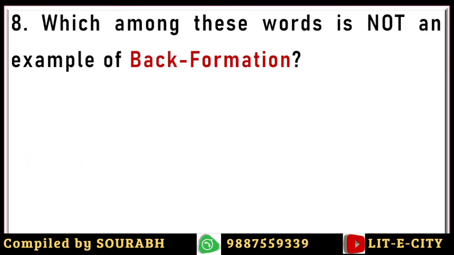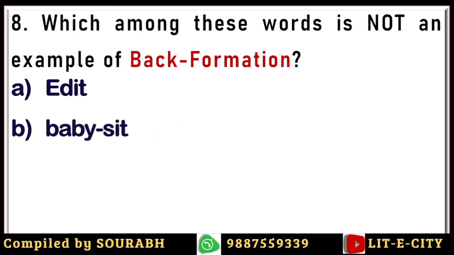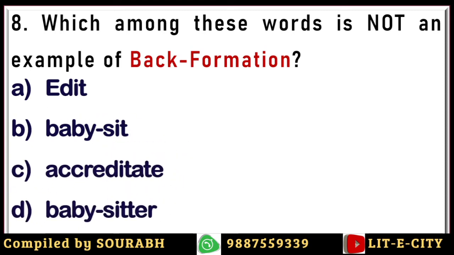Which among these words is not an example of back formation? Now, dear friends, I hope you know about back formation. First, let's see the words in the options. Well, first is edit, then we have babysit, then we have accredit, and the last one is babysitter. Now, you can have an idea. There are two words, babysit and babysitter. Dear friend, what is back formation? Back formation is the process through which we derive a shorter word from a longer one.